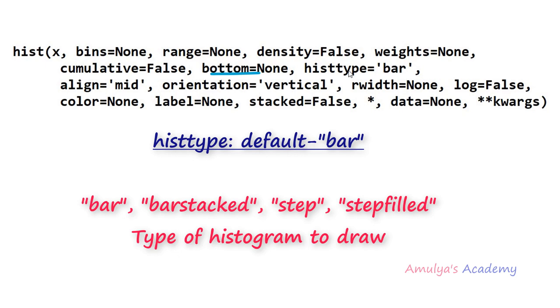If you take barstacked, and you are representing multiple sets of data, then the bars will be present one above the other, stacked. If you are representing only one set of data, then it won't affect the output. It will just represent the data using bars. And if you use step, it will generate a line plot that is by default unfilled. Stepfilled means generate a line plot that is by default filled. So I'll show you the example.